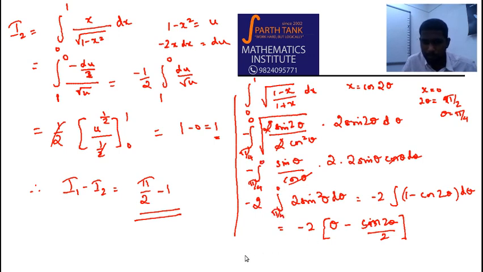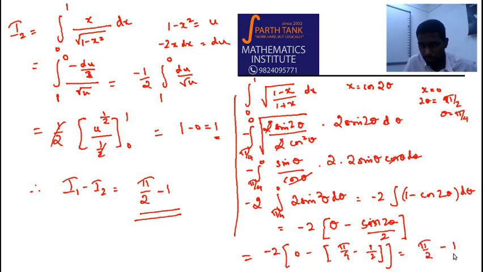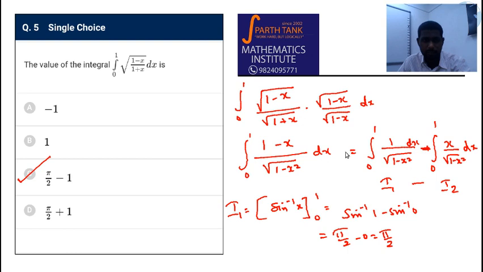Let us say, if I put 0 here, this whole term is 0. And if I put pi by 4 here, what do I get? So I get minus 2 into 0 minus, pi by 4 here, minus sin pi by 2 by 2. Sin pi by 2 is 1 by 2. So if I multiply the 2 minus 2 inside, I get pi by 2 minus 1. The same answer as this. So there is also another way. There are different ways of doing. The answer is pi by 2 minus 1, option C.